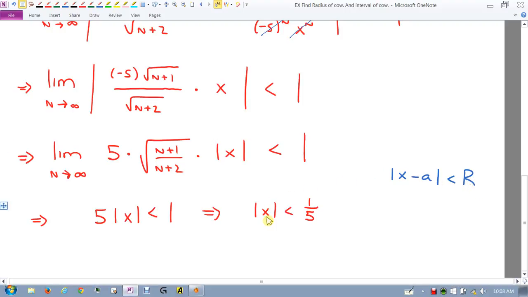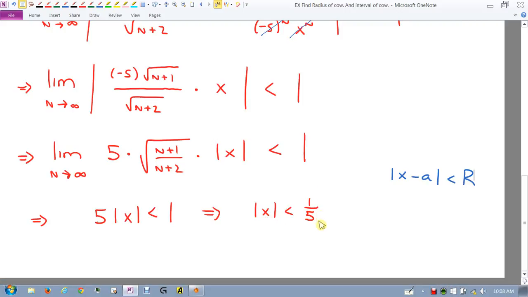What does it appear a is for us here? 0. And so this 1/5 looks like our capital R, doesn't it? So our capital R, our radius of convergence right now, is 1/5. Now, the interval of convergence we get by converting that into an interval, which is just negative 1/5 less than x less than 1/5.